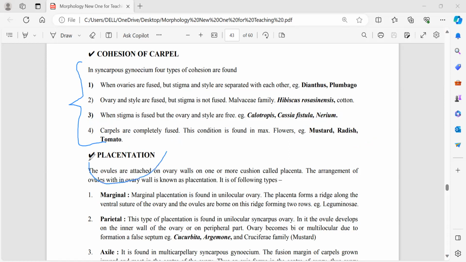Now we have placentation. ट्यूसडे को आपका एग्जाम होगा, एंड्रोशियम का, सारा एंड्रोशियम.